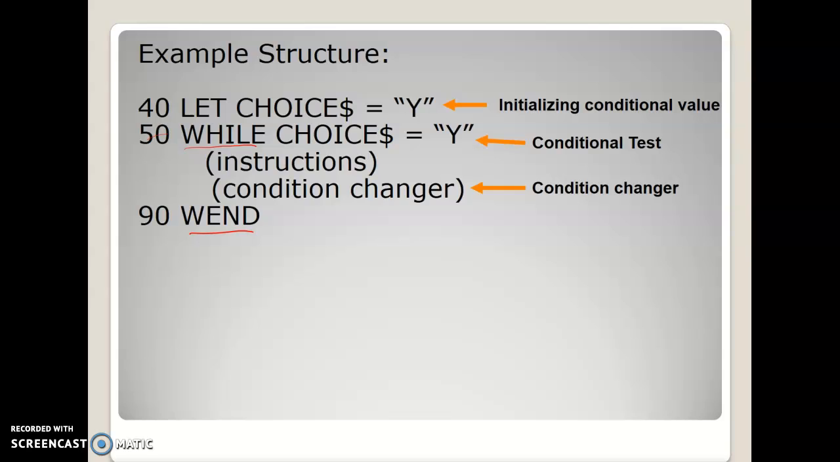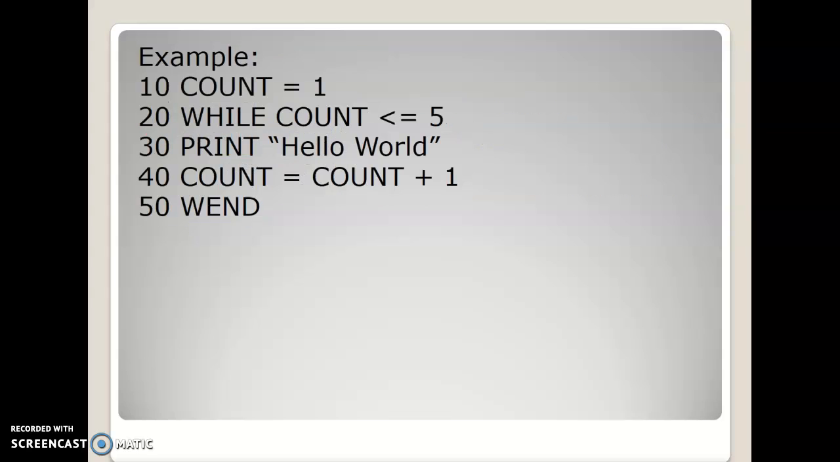It was already built into the for loop. Every time I said next X, it was incrementing to get that value from 1 to 5, but here I need to include that incrementer, or condition changer, within the body of the loop for that to happen. It's not already built into the structure.